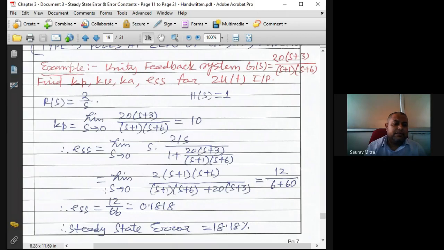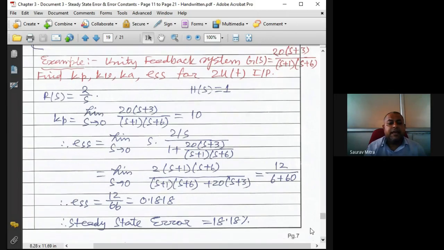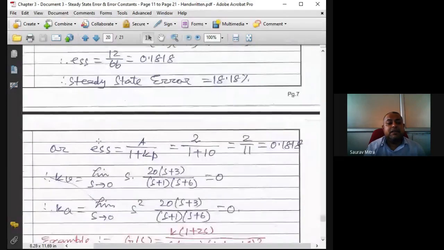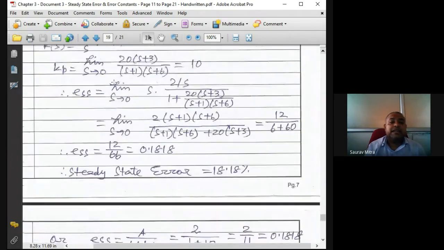2 divided by 11 is nothing but 12 divided by 66. You can find it by any method. Here we have found it by the easier method. So ESS is equal to A divided by 1 plus Kp, that is 2 divided by 1 plus 10, 2 divided by 11, that is 0.1818. That means the steady state error is 18.18%. So this is by the easier method, and above this is by the standard classical method.